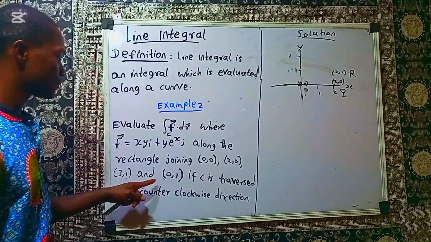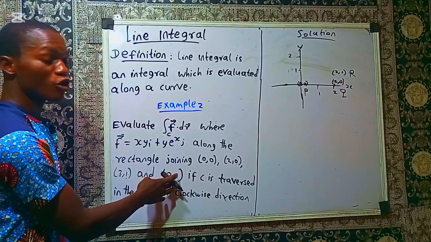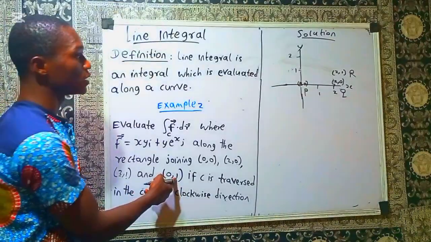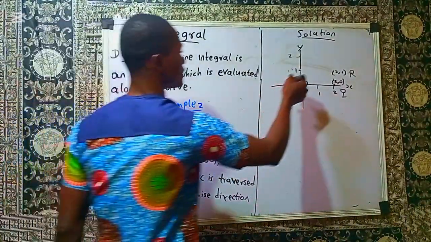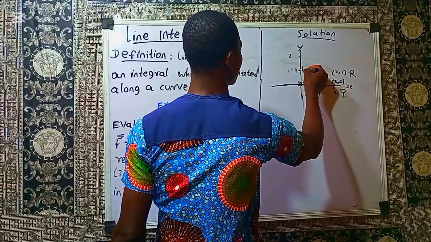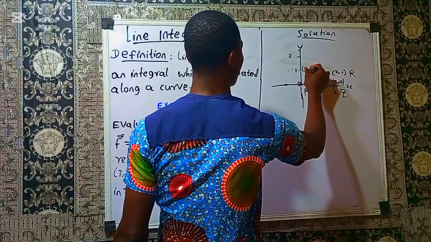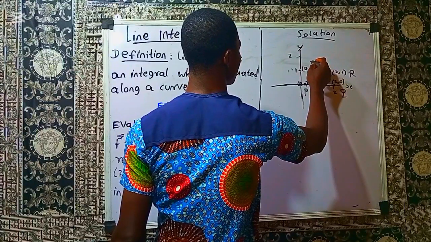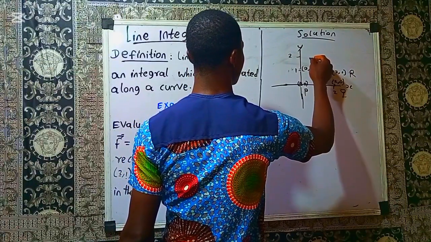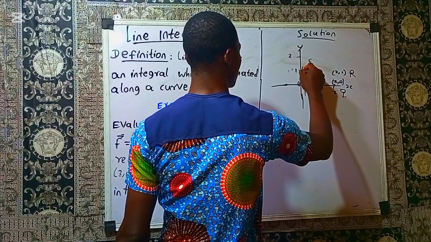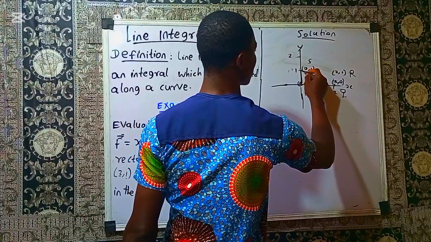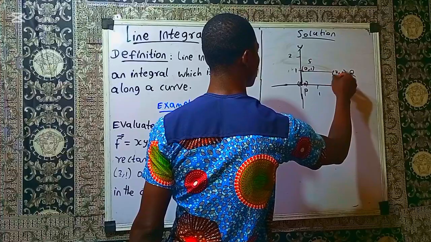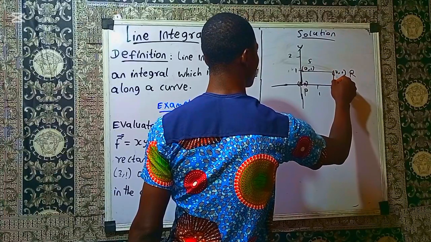So the next point now is (0,1). The first entry is for x, which is 0, and y is 1. So this point is (0,1), and I will call this place S. PQRS forms a rectangle. This is the rectangle we are looking for.